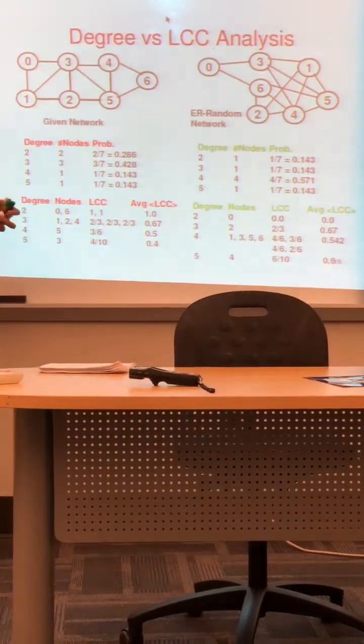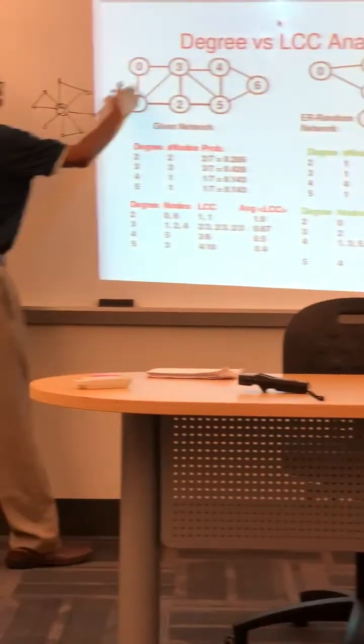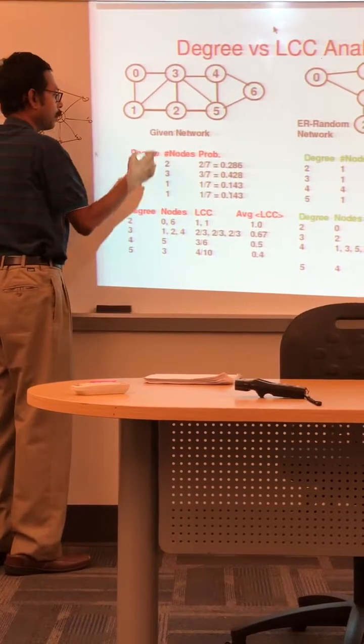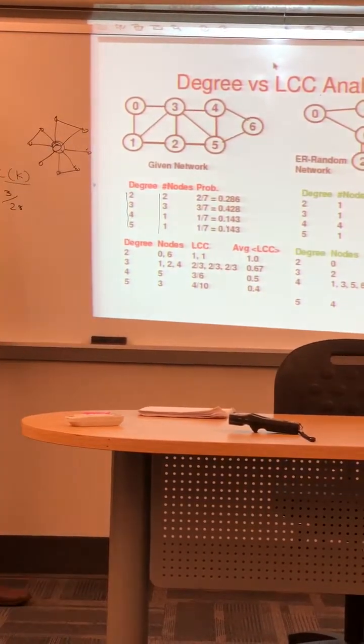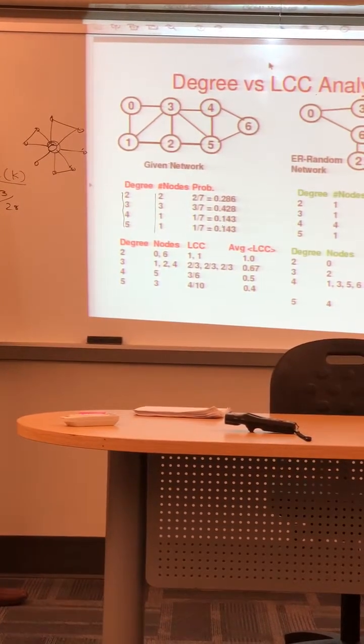So how to do that? For this given network, you can find the degrees of the vertices, and using the degree values, you can find the average degree, right?